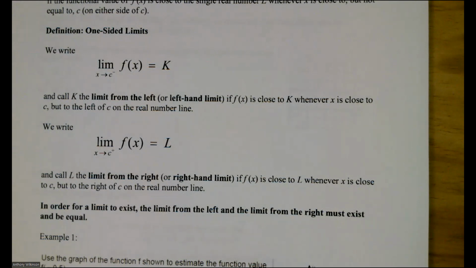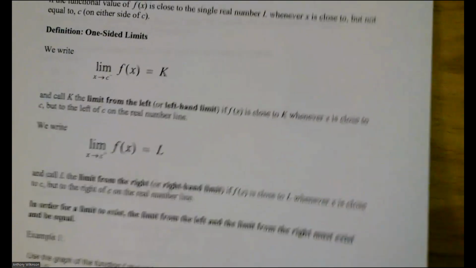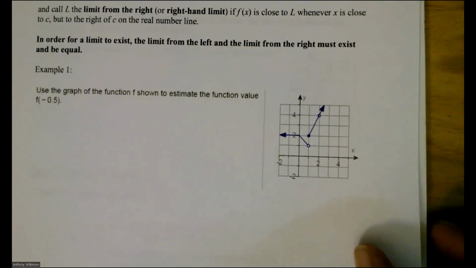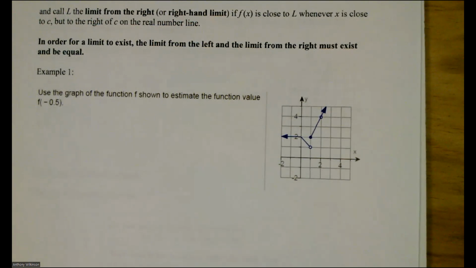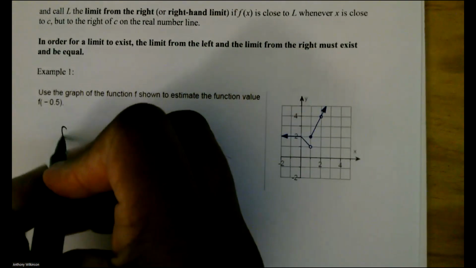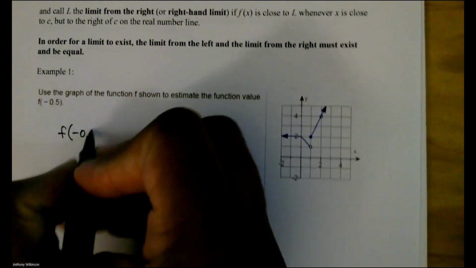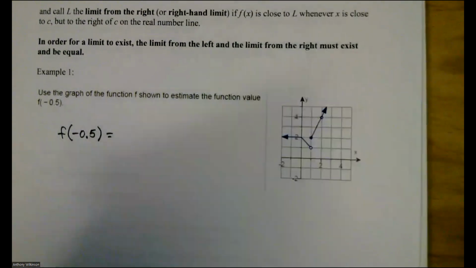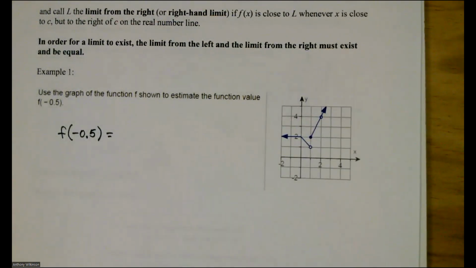Okay, so now let's look at an example of this. Here's the first example. Say I want to use the graph of the function f shown to estimate the function value f of negative 0.5. Well, actually, we're not finding a limit. We're just finding out the value of the function when x is equal to negative 0.5.